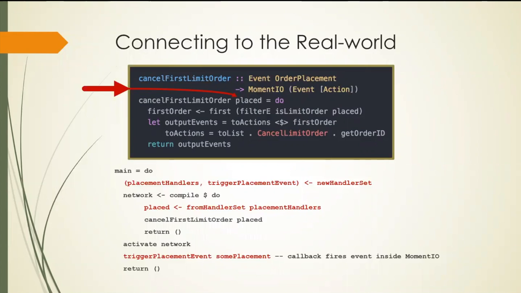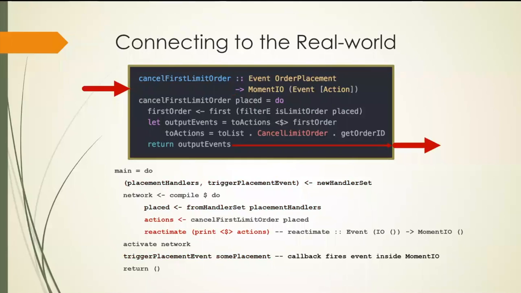Okay, so this is for inputs. Now, what about the outputs? How do you do that? There's a function that Reactive Banana provides you called reactimate. If you look at this type signature, it needs an event of type IO unit. So you provide it with an event stream, and every time that event stream fires, it's going to execute the corresponding IO action. That's how you get output.